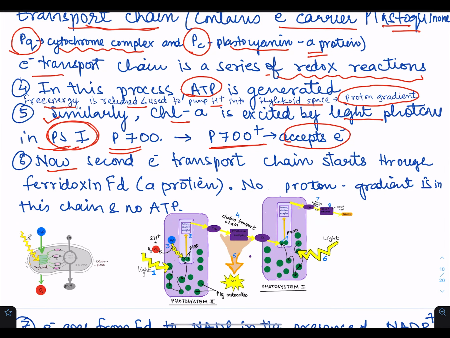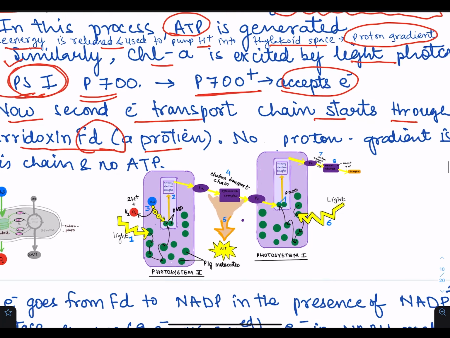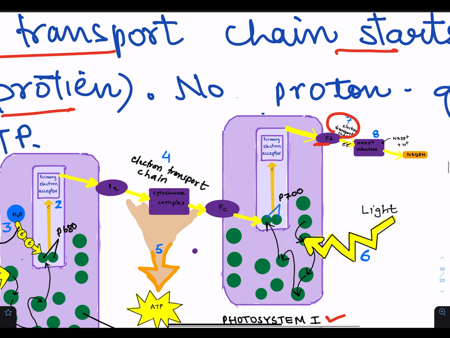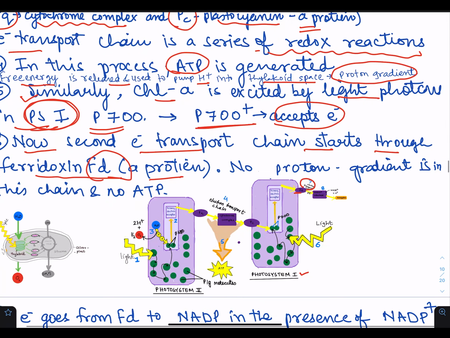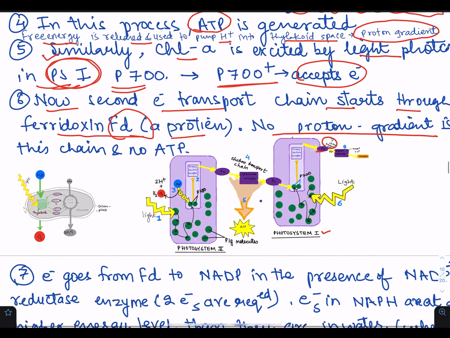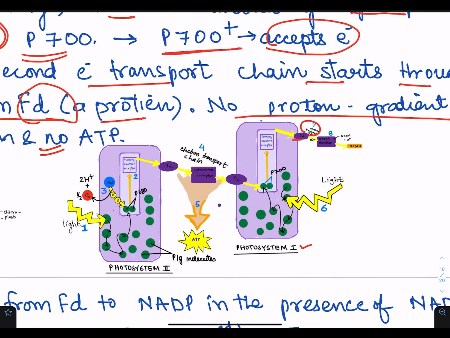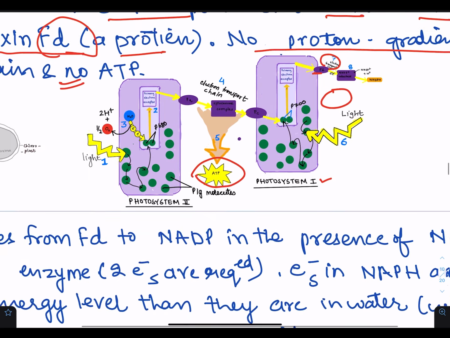Now, the second electron transport chain starts through ferredoxin. Here, ferredoxin is a protein. I've given you the diagram again over here. This is photosystem 1 and this is ferredoxin. The electron transport chain is going on, and there is no proton gradient in this chain and no ATP. We don't see ATP here.